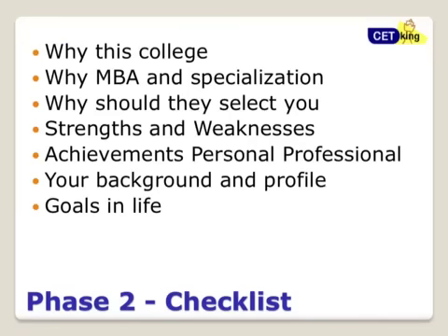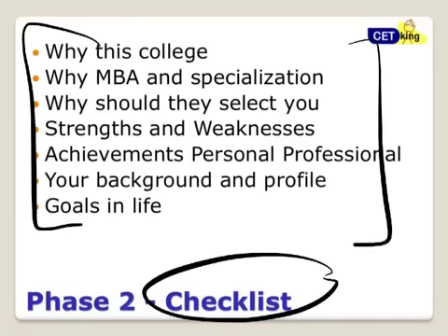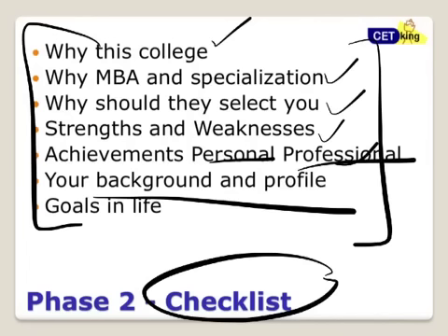Then in phase 2, we'll go through the checklist. These are my 7 checklist points that you have to include in your essay: Why this college? Why MBA specialization? Why they should select you, strengths, weaknesses, achievements, both personal and professional, your background and profile, goals in life. All these things should be covered in your essay.